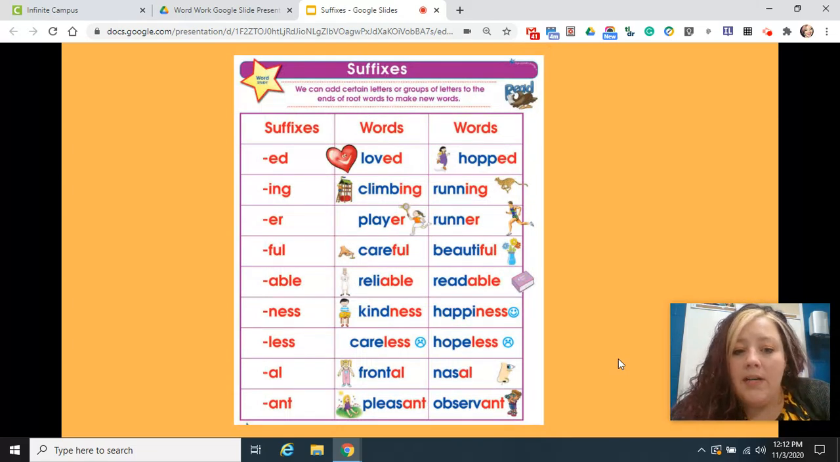Here are some more of our common ones. We haven't talked about al or ant. So like frontal or nasal, and ant like pleasant or observant. Again, those are ones you're not going to see as often, but it always is helpful when you know parts of words to help yourself decode. So those are our suffixes. We're going to find them at the ends of words. And when you know those parts of words, you can help yourself.